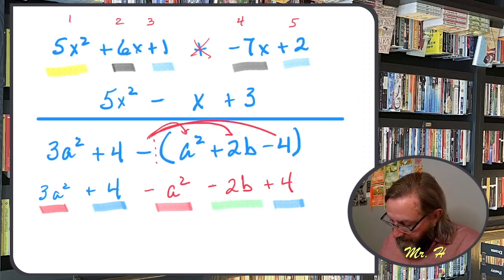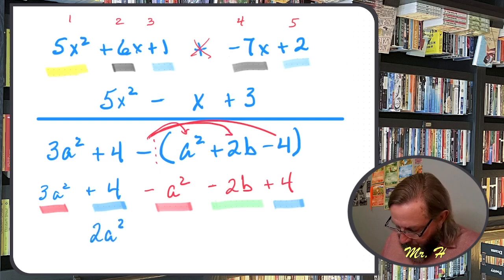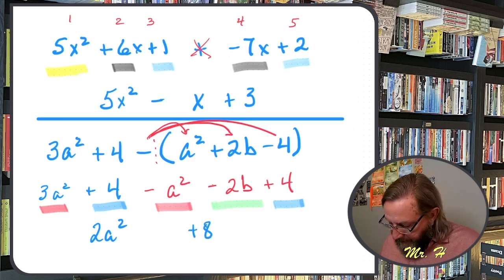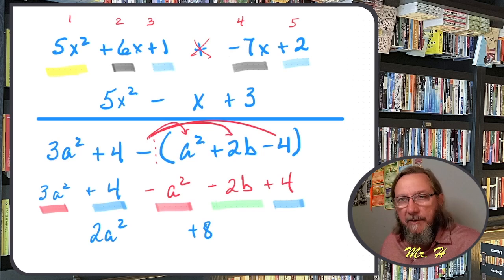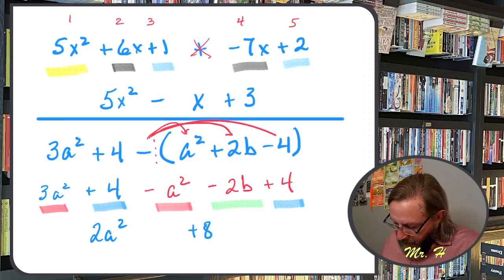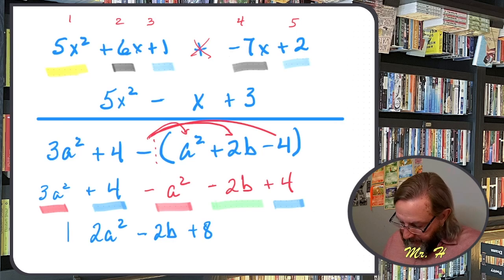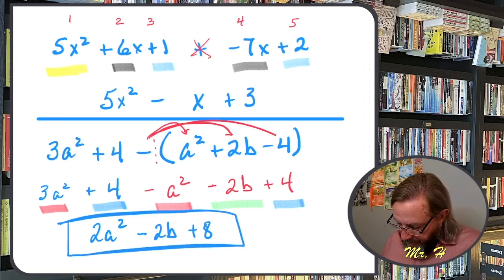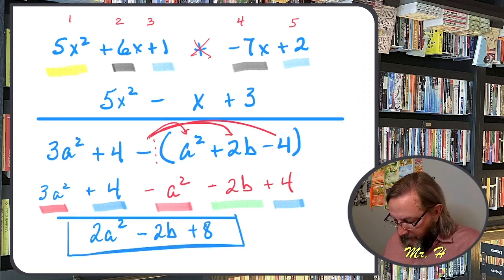So what is my final answer going to look like? Well, we've got a 3a squared minus 1a squared. That's going to be 2a squareds. The plus 4 and the plus 4, that's going to be a plus 8. But remember, that goes at the end. So I'm going to write that outside there and kind of leave a gap for me to put the answer in. And then what's left in the middle is the minus 2b. And so this is my answer simplified to that problem.